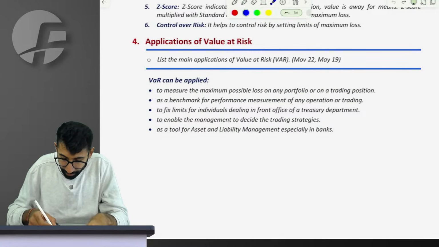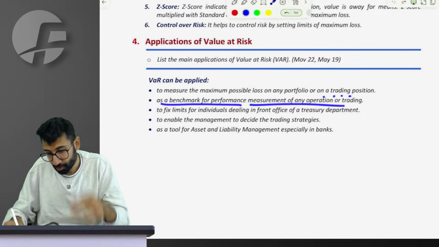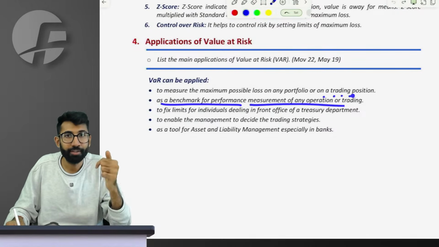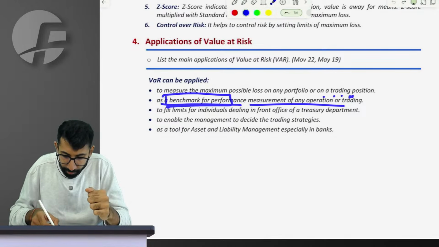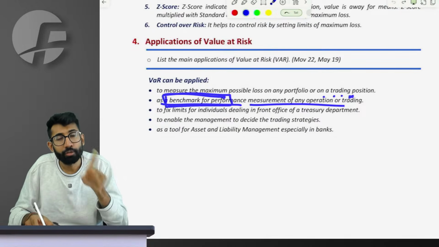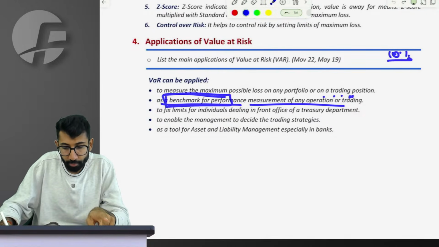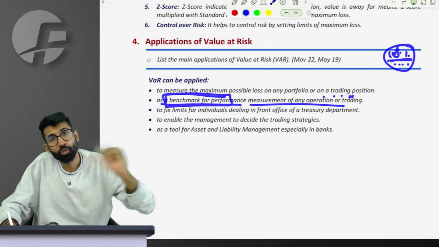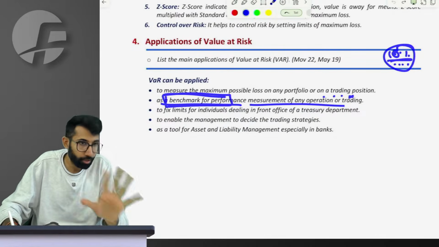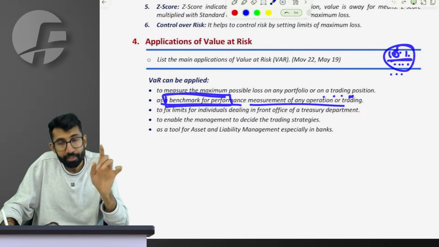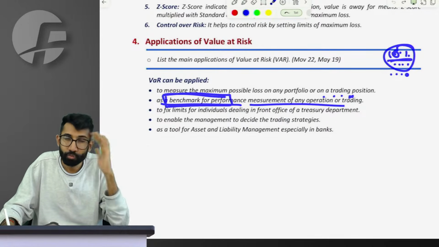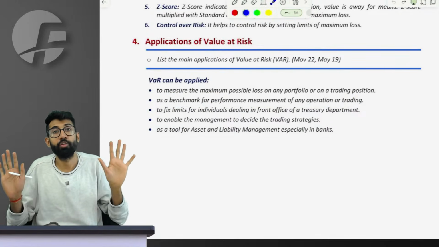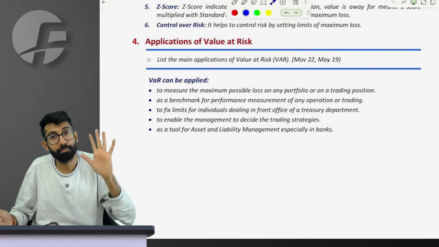Second, it acts as a benchmark of performance measure of any operation or trading. When I do any operation or say trading, I do trading in the stock market, it can be used as a benchmark that your value at risk cannot be more than 10% of the value of investment. It can be used as a benchmark to give to someone that you do trade, you do operation, but value at risk should not be more than 10%. So it is clear that okay, this is the maximum amount of investment I can lose as per the rules.